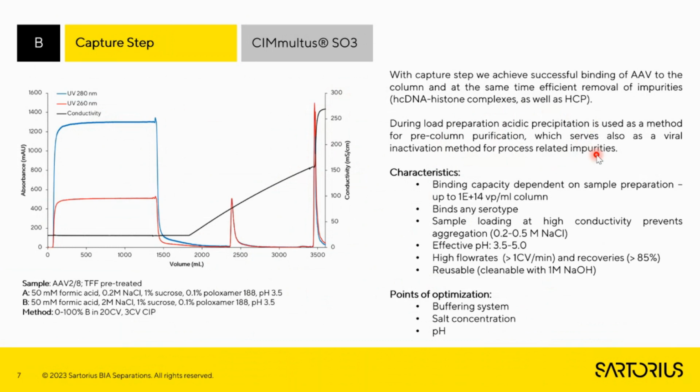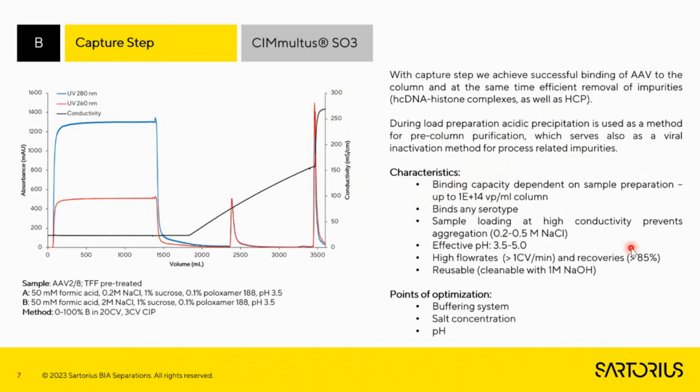In essence, the SO3, what are those? It's their main advantage. So binding capacity is really dependent on the sample preparation, and we will see that on the following slide, where we have a case study of how those capacities differ depending on the approach that we take. Also, it binds any serotype, also the chimeric variants, so really it covers the entire range of the AAVs.